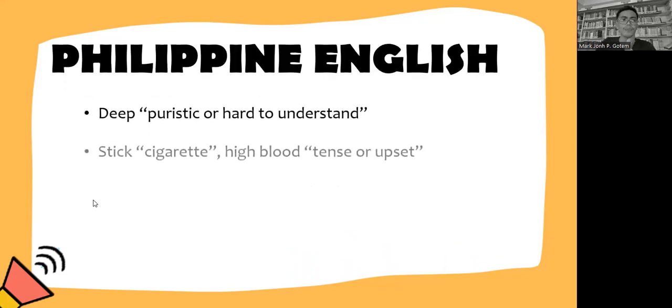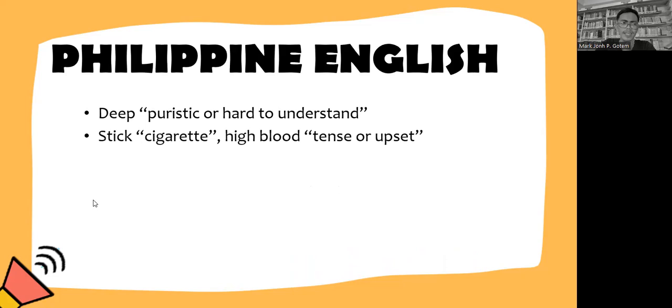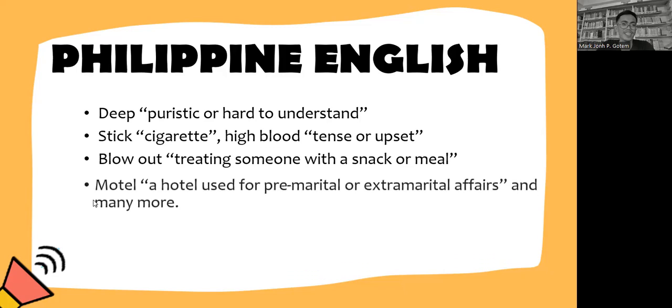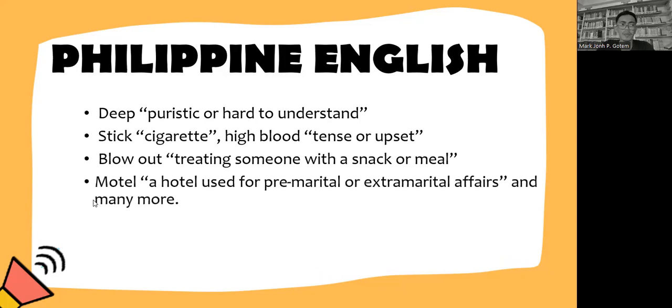In Philippine English, we have deep, puristic, or hard to understand. It's hard to understand. Stick means cigarette. Papalitan ako stick. Cigarette is what it means. High blood is not about blood pressure but being tense or upset. Next, blowout. Pag blowout na, because it's your birthday. Motel, a hotel used for premarital or extramarital affairs, and many more.